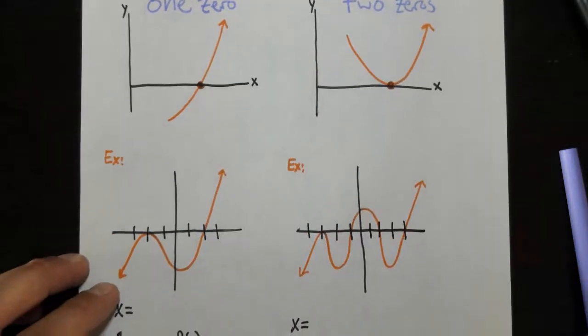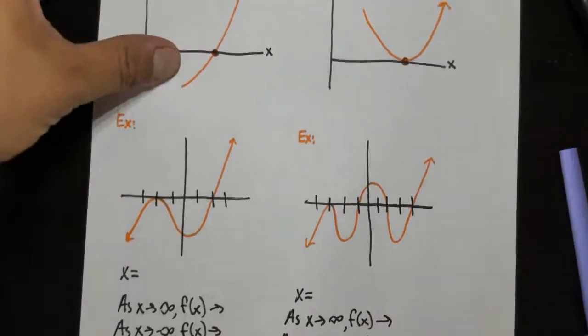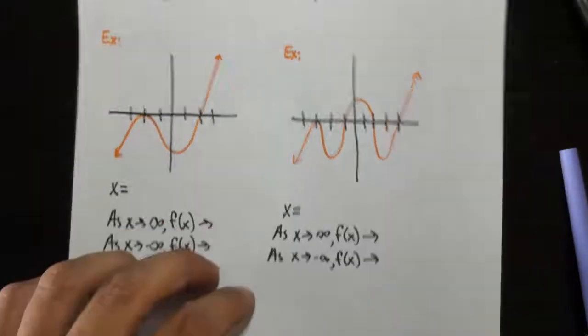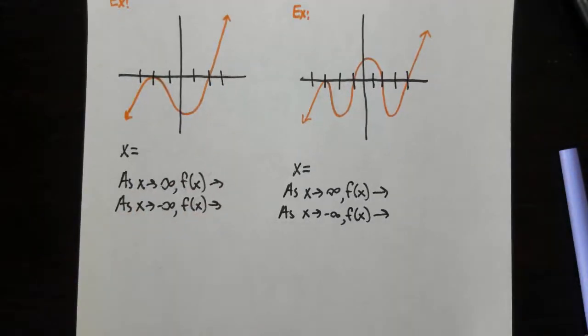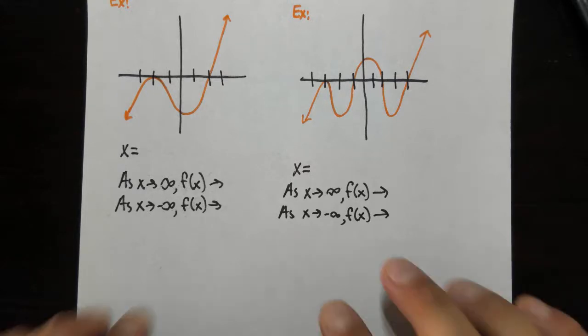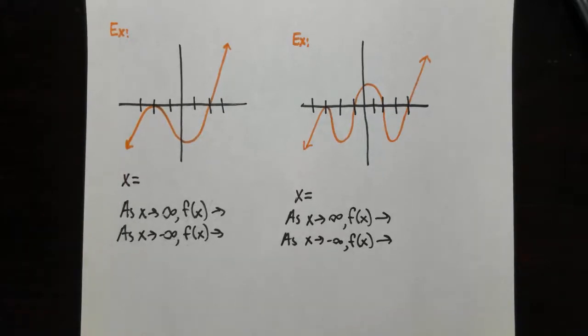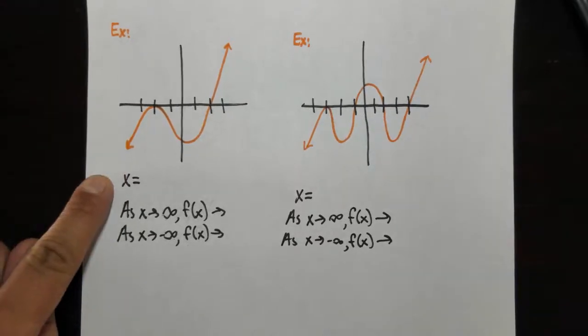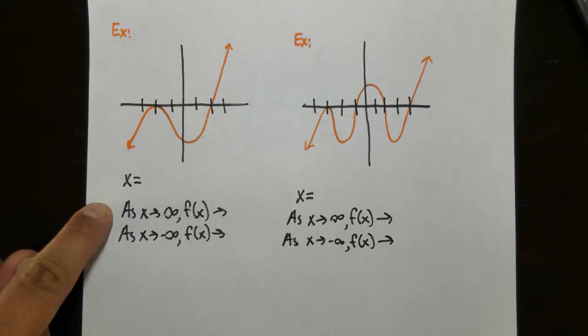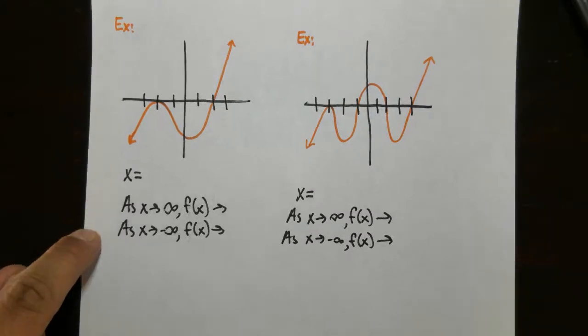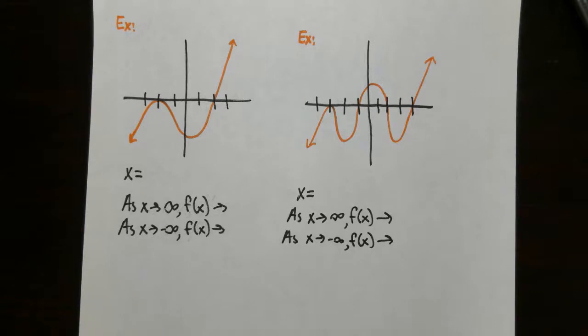So let's talk about the multiplicity of zeros by looking at a graph, and then I want to again retouch on end behavior because it's a hard concept. Let's take a look at this left example here. We have a polynomial. We're asked what the zeros are, and then we're given: as x approaches infinity, f of x approaches what, and as x approaches negative infinity, f of x approaches what. But let's talk about the zeros first.